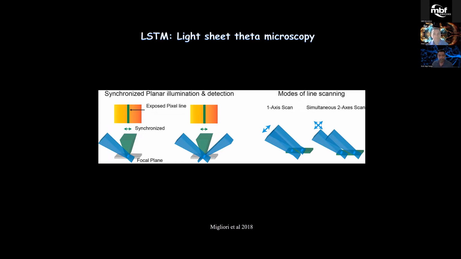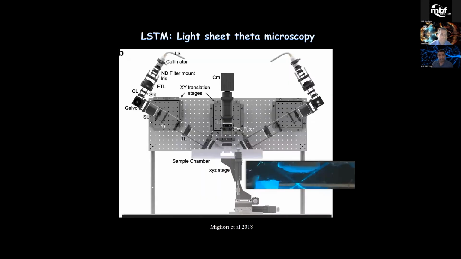Okay, so I'll demonstrate some examples supporting these points. Before that, here's the model that we had implemented for the first demonstration in our lab. Just to briefly highlight, this is a standard detection. You have an objective, tube lens, camera. This is a standard wide field detection arm. And then this is the arm generating the thin sheet of light.